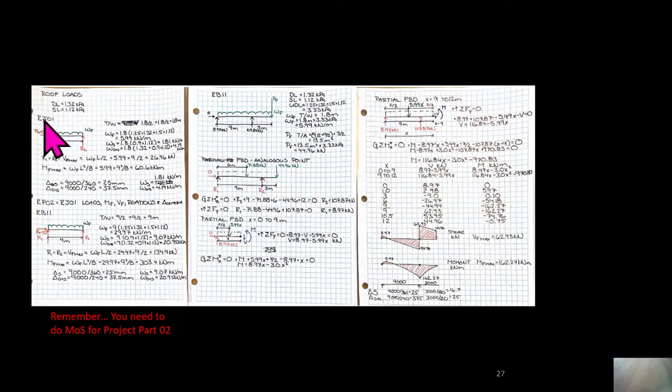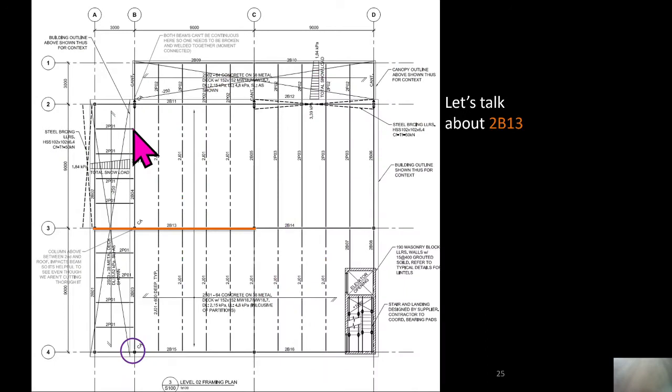Okay, let's take a look at RJ01. We know it was 9 meters long, and it has a simply supported condition, so that means a pin and a roller, and we have a factored uniformly distributed load on it. Its tributary width, well, if you guys remember, let's go back and take a look.